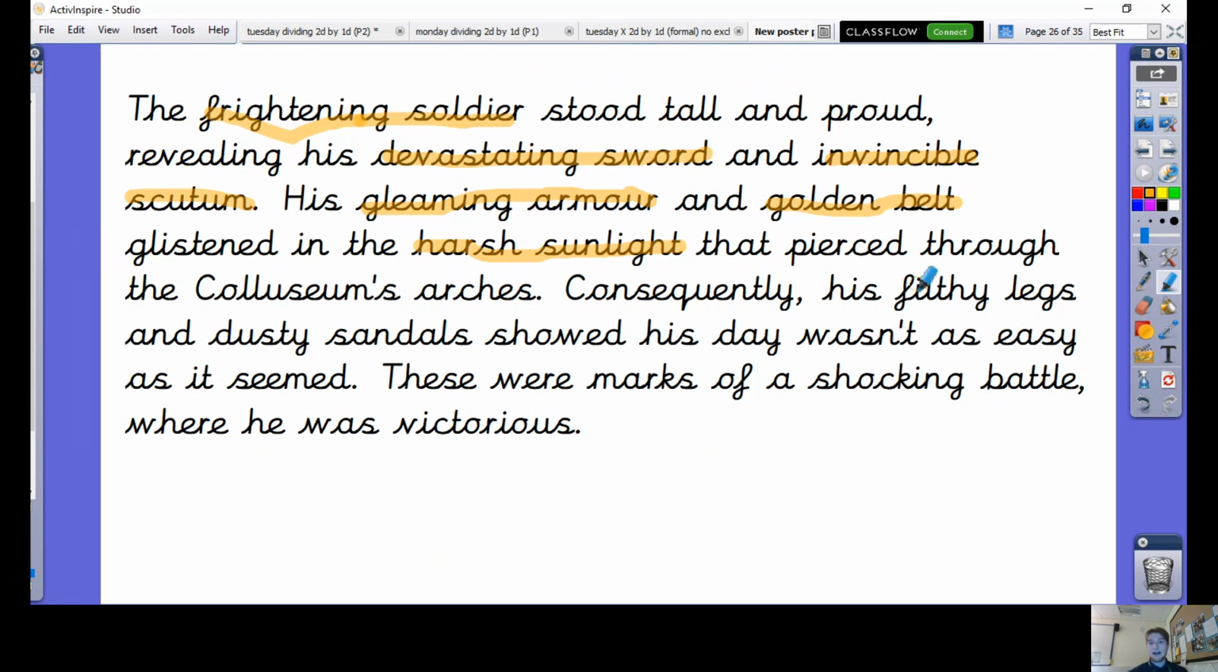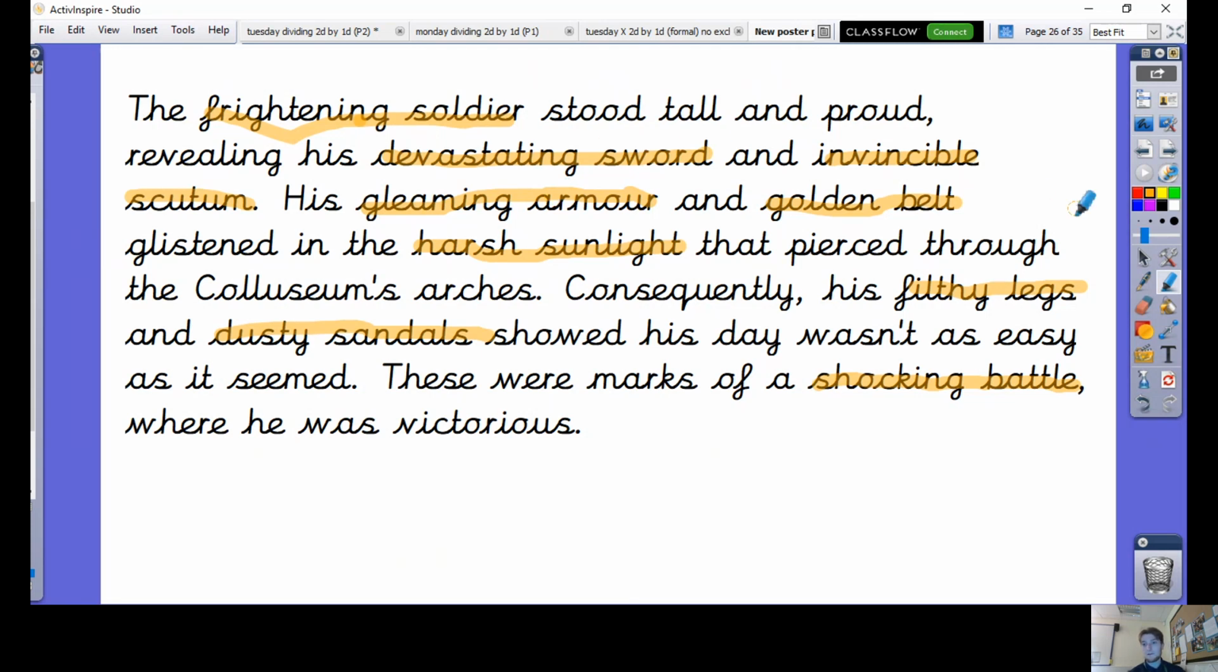Consequently, his filthy legs. That's another one. And dusty sandals showed his day wasn't as easy as it seemed. These were marks of a shocking battle. There's another one there, just describing what the battle was like. These were marks of a shocking battle where he was victorious. Victorious means he was the winner. Brilliant. So I can see at least 6 noun phrases in there, maybe even more.